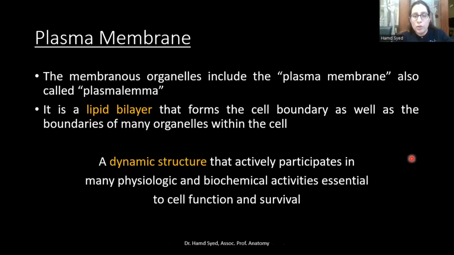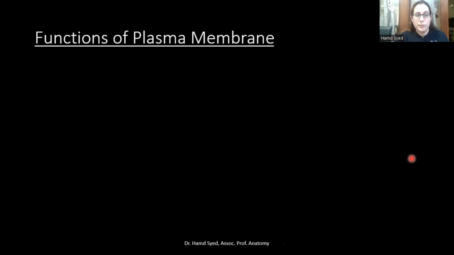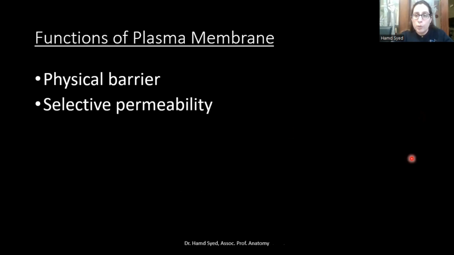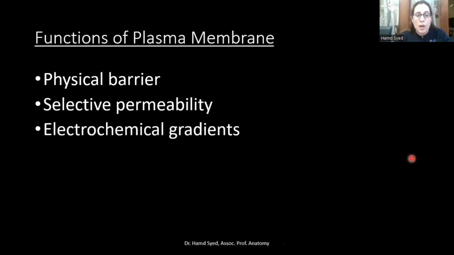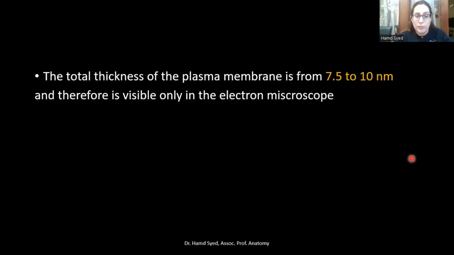And it is a dynamic structure that actively participates in many physiological and biochemical activities that are necessary for cell function and survival. So can we summarize the functions of the plasma membrane? Of course, it is a physical barrier, but it has selective permeability, meaning some substances can cross through it while others cannot. And it also provides an electrochemical gradient. Of course, there is communication of the intracellular and extracellular environment across the plasma membrane.